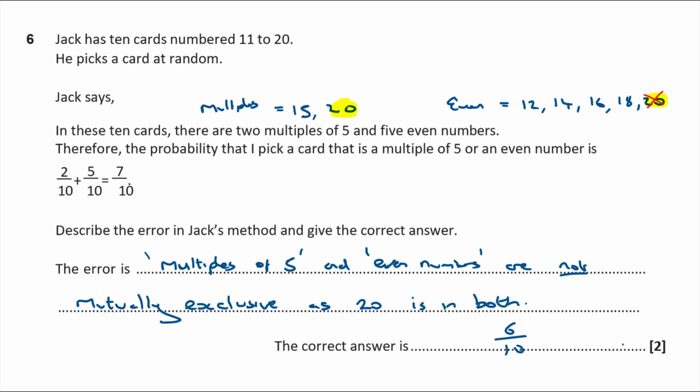If you're interested, the full formula for working out the probability of event A or event B is equal to the probability of A plus the probability of B, like he's done. But you then need to take away the probability of A and B, the intersection of those two groups. And that's what we're doing here. The fact that there is one number in both means I have to take 1 out of 10 away from 7 out of 10 in order to get 6 out of 10.